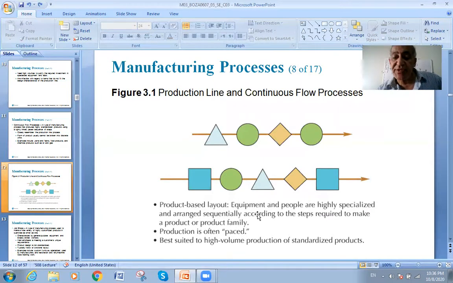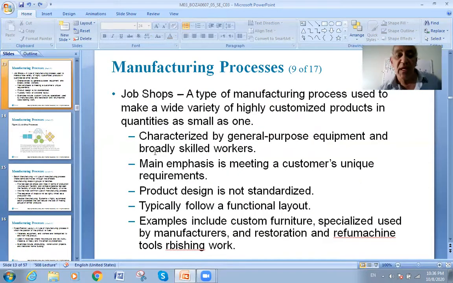It needs, of course, equipment and people that are highly specialized and arranged sequentially. Sequentially means phase one gives to phase two, gives to phase three, gives to phase four. So they are arranged based on each sequence, and it's always good for high volume of production.